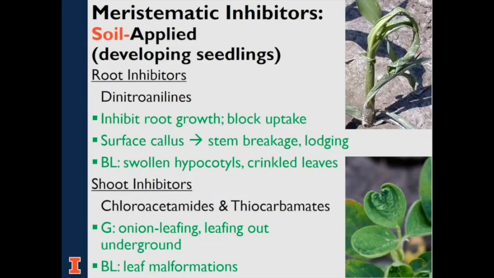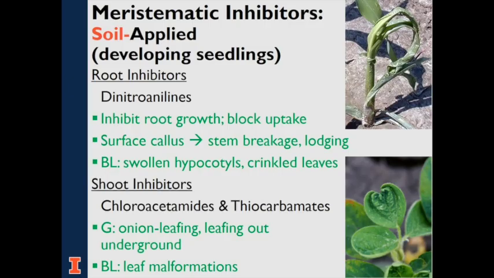Soil-applied meristematic inhibitors affect developing seedlings. There are two types. Root inhibitors, like the dinitroanilins, inhibit root growth, which blocks the uptake of nutrients and water. Surface applications can result in calluses, stem breakage, and lodging. Broadleaf plants will show swollen hypocotyls and crinkled leaves.